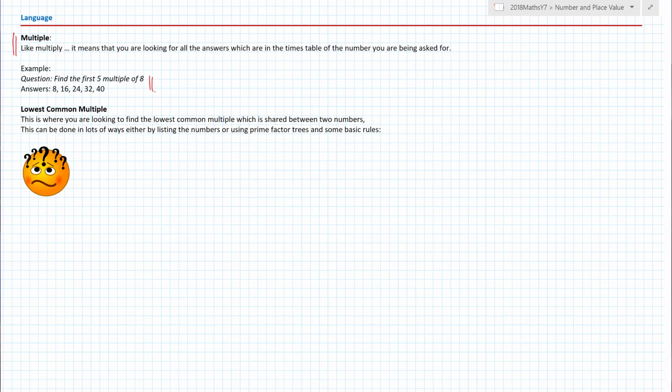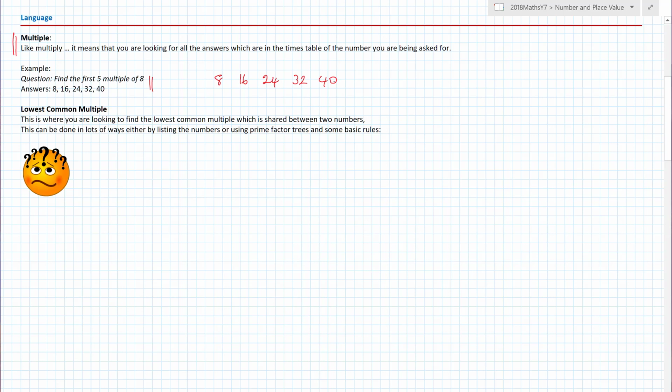Now, if you don't know your 8 times table, well, you need to learn it. And you're going to turn around and say, but I can't learn it, I've tried. You tried in year 5. Your brain is now 4 years older. Give it a go. You can do this. I believe in you. So, basically, the 8 times table is 8, 16, 24, 32, and 40. Those are the first 5 multiples of 8.